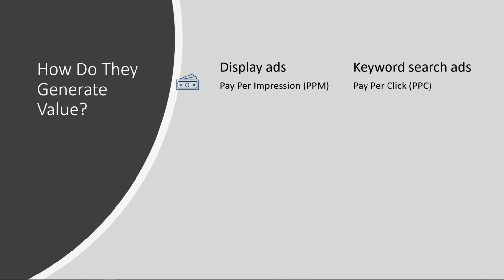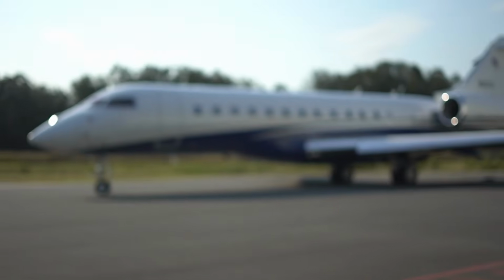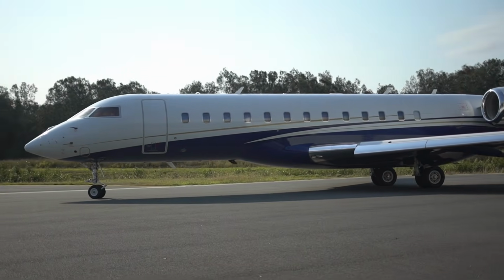So because keyword search ads charge on a PPC basis, pay per click, these ads can be very expensive. For example, let's say I buy the keyword private jet. And think about the kind of people who actually search for private jet.